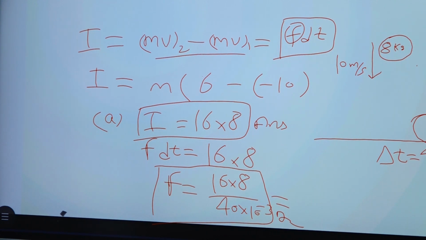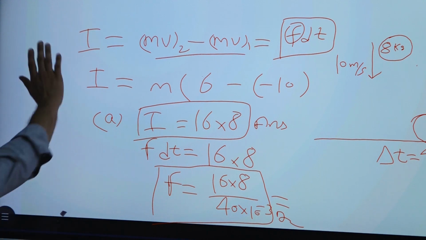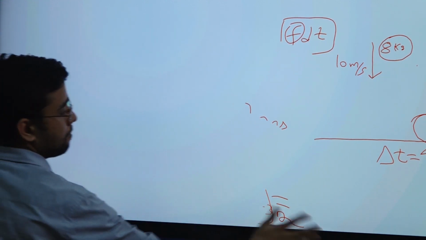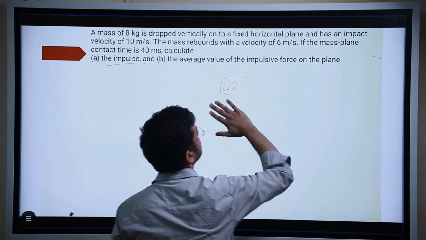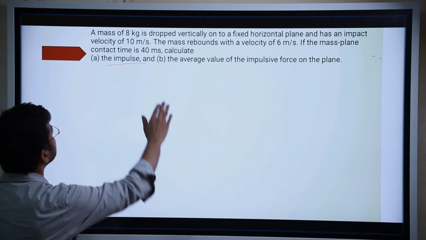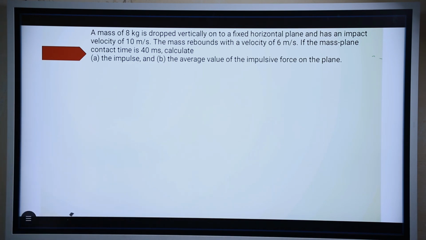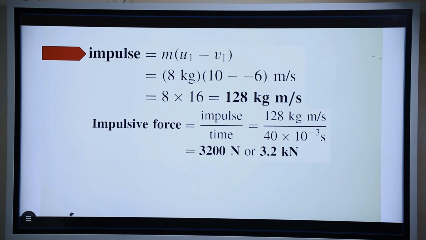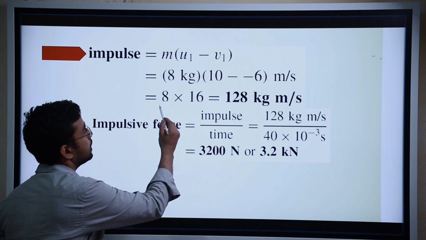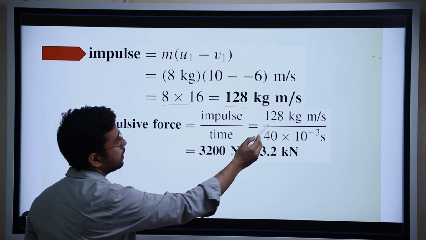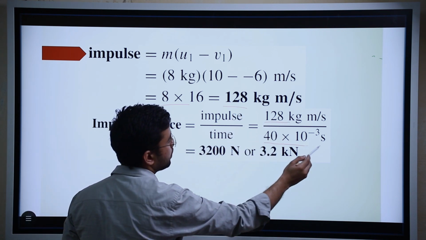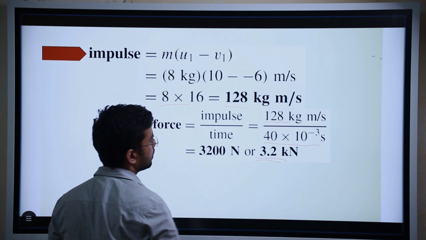Okay, then let us move to the next question. Okay, that's what it is. 8 into 16 will come 128. Then 128 divided by 14 into 10 to the power minus 3 will come 3.2 kilometer. Right.